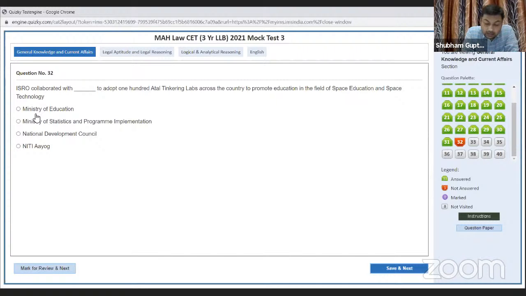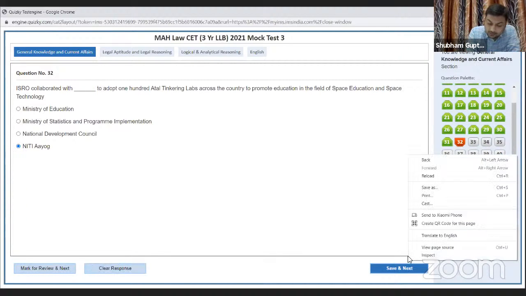ISRO collaborated with Niti Aayog to adopt 100 Atal Tinkering Labs across the country to promote education in the field of space education and space technology. This is again part of facts.